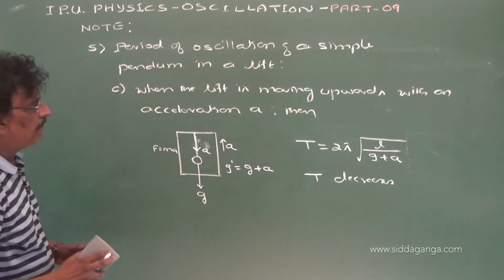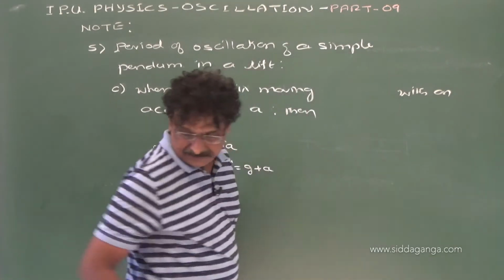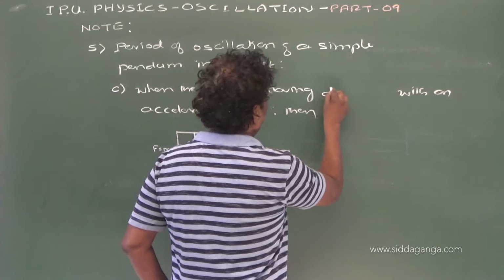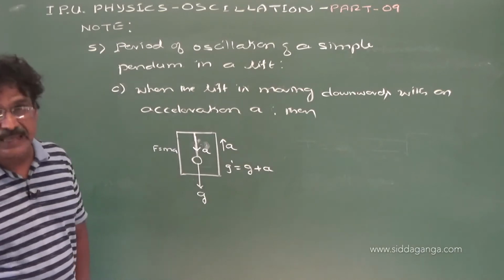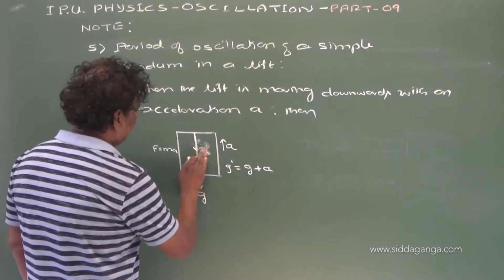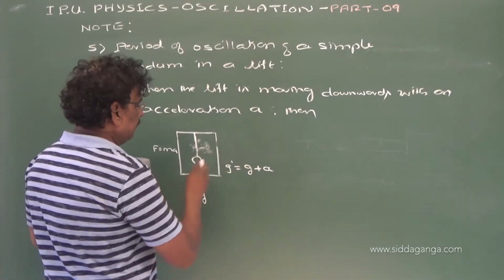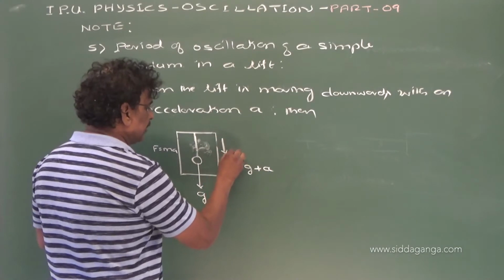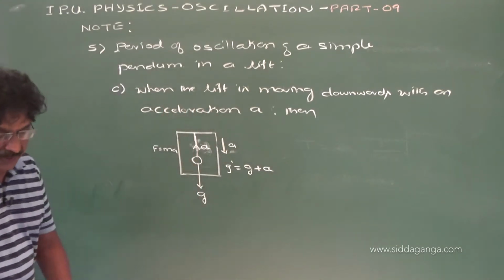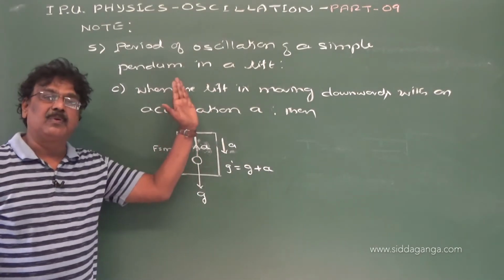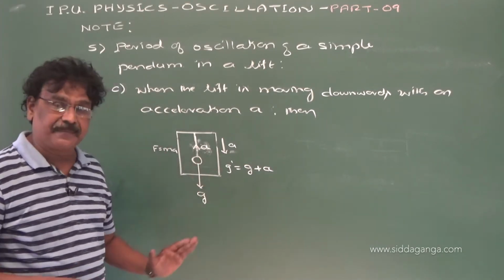When the lift is moving downwards with an acceleration a, a pseudo force is acting on the bob, but in the opposite direction of the acceleration of the lift.